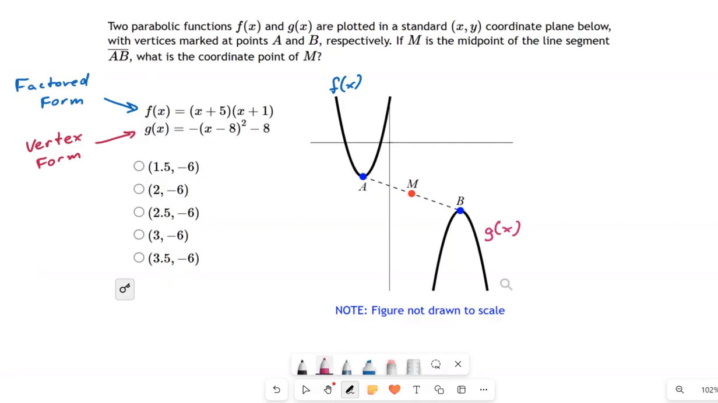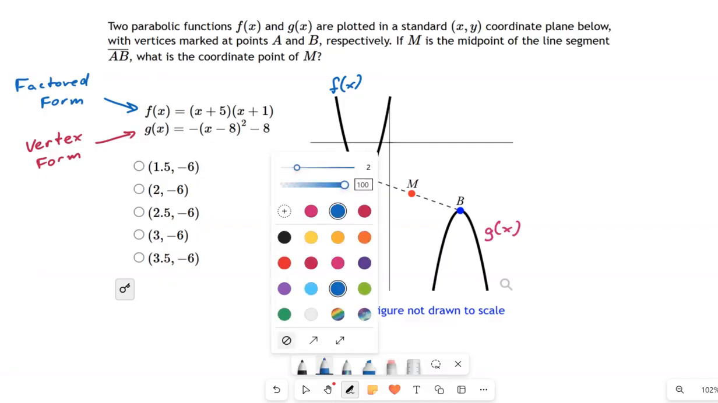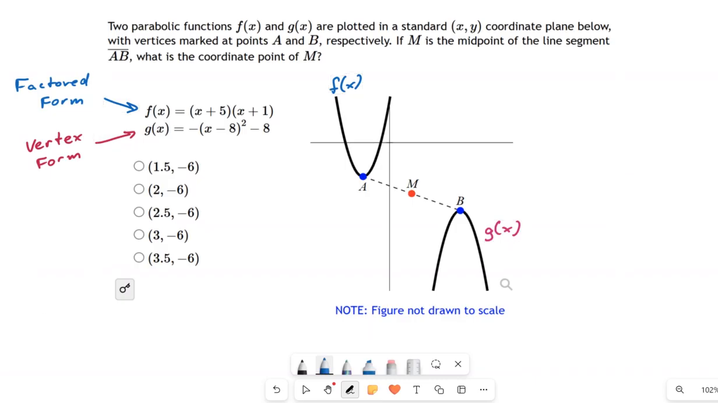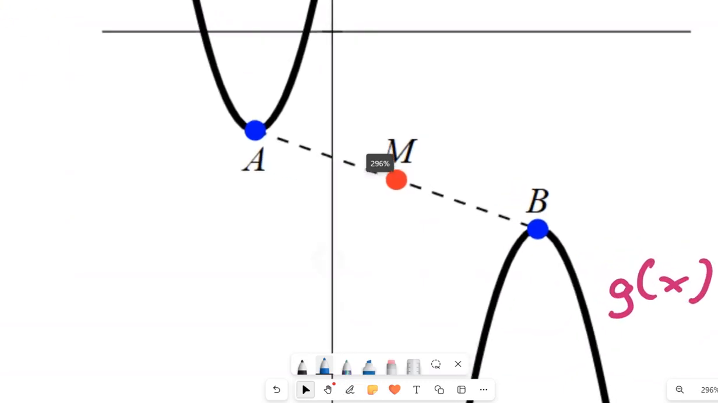But it really does help to know that when you have factored form, the useful thing about factored form is that these are x-intercepts. It's telling you what the x-intercepts are with the factors. So let's take a little closer look here. I'm going to zoom in, see if this works.